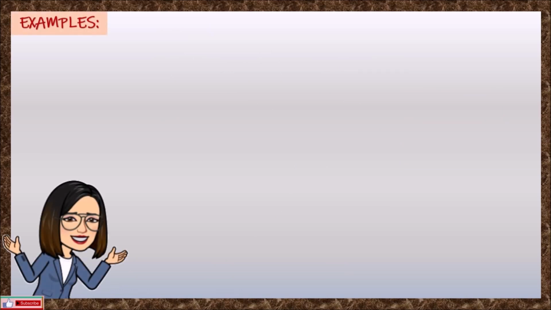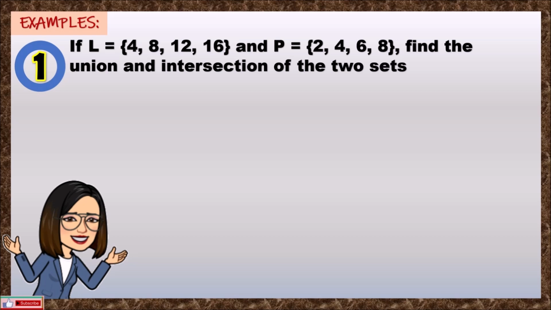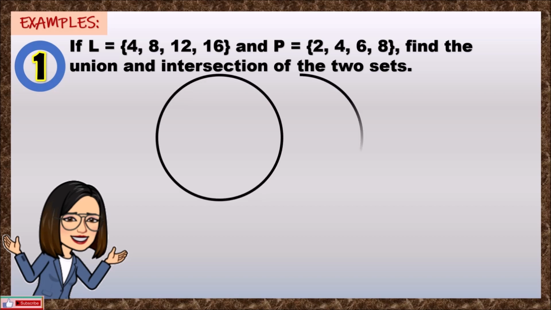Now, let's have some examples. If L is equal to a set whose elements are 4, 8, 12, and 16, and P is a set whose elements are 2, 4, 6, 8, find the union and intersection of the two sets. First, let's represent the two sets using circles. Don't forget to indicate the name of the set. We have L and P.